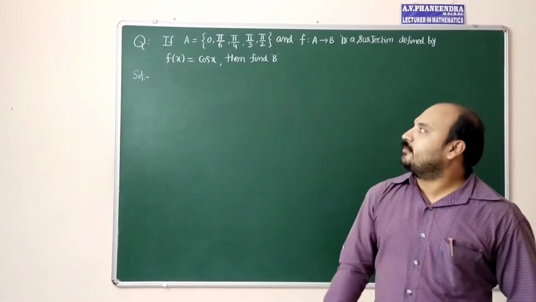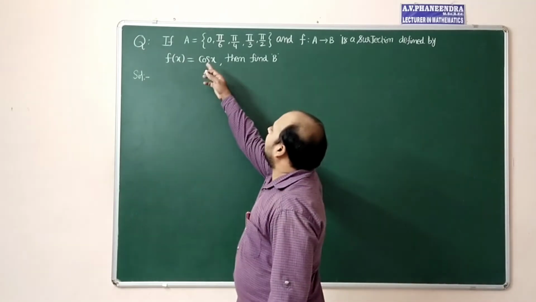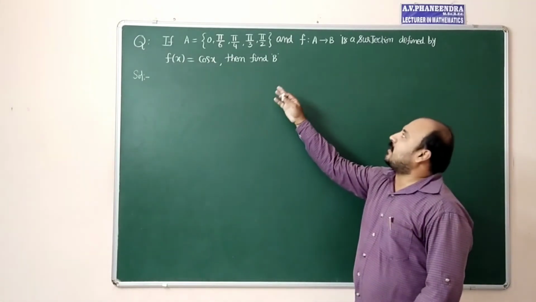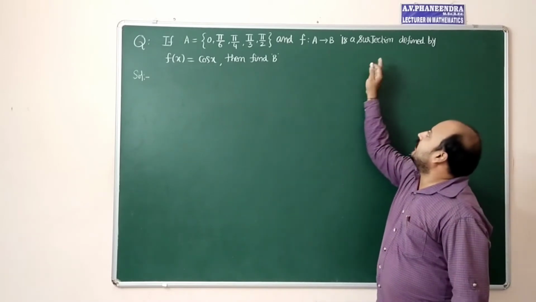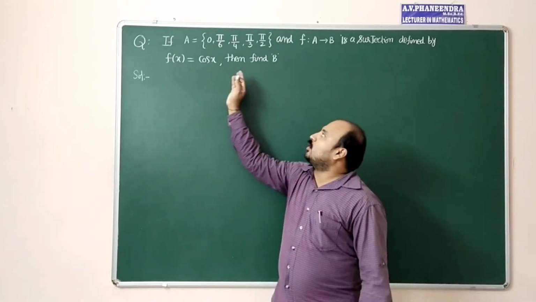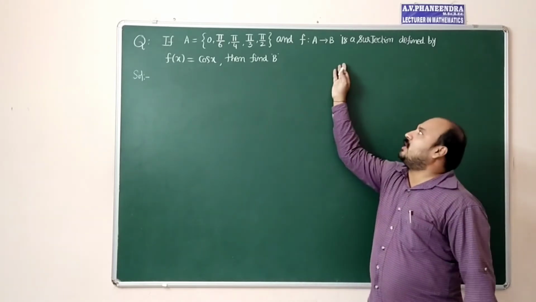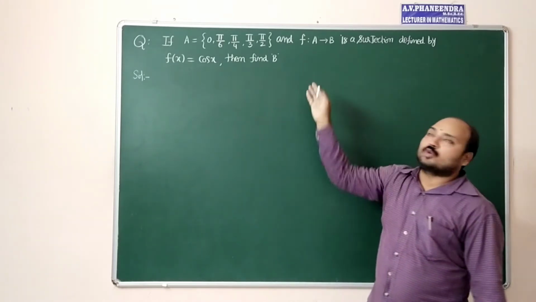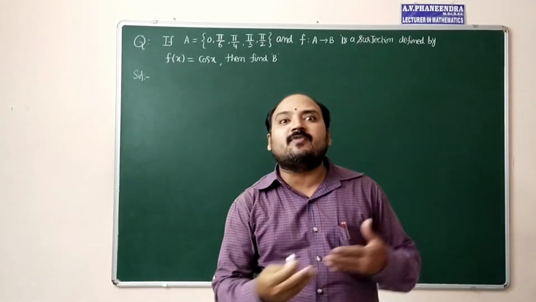The next question, this is also a problem related to range. If capital A equal to {0, pi by 6, pi by 4, pi by 3, pi by 2} and f is defined from A to B is a surjection defined by f of x equal to cos x, then find B. F is defined from A to B. A means domain, B is codomain. They are asking to calculate codomain. Codomain means what? The range of the function.